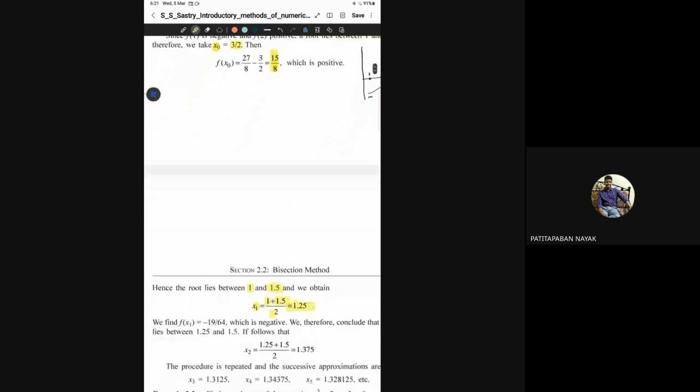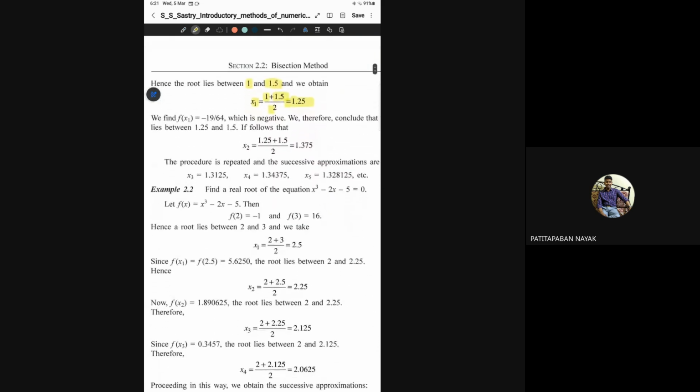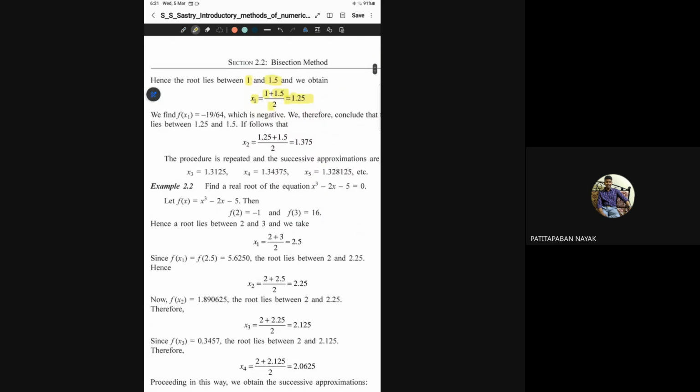Now, if we substitute that, x2 will get... if x1, then we'll get f of x1 is equal to minus 19 by 64, which is negative. Now we find out what is x2. x2 will be 1.25 plus 1.5, so then 1.375. If we keep on doing this, the procedure is repeated.